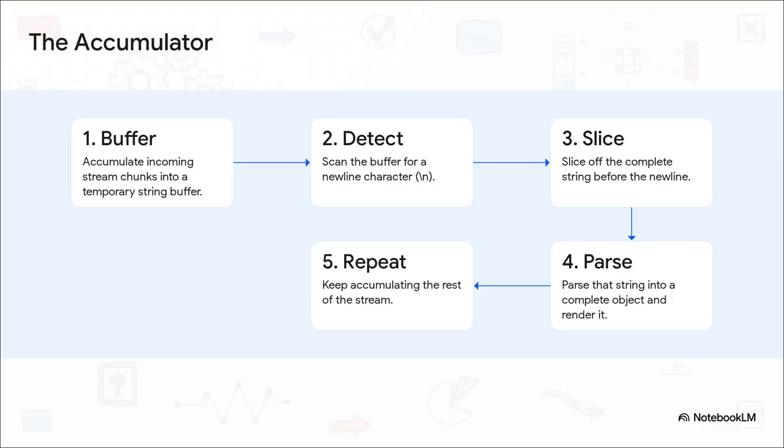So here's how the pattern works. It's pretty straightforward. First, you create a little temporary string, a buffer, to just hold the data as it comes in. As each chunk arrives, you just add it to the buffer. Then you scan that buffer for a new line character. The second you find one, you slice off everything before it. That slice, that's a guaranteed complete JSON string that you can safely parse. Then you just repeat the process with whatever's left in the buffer.